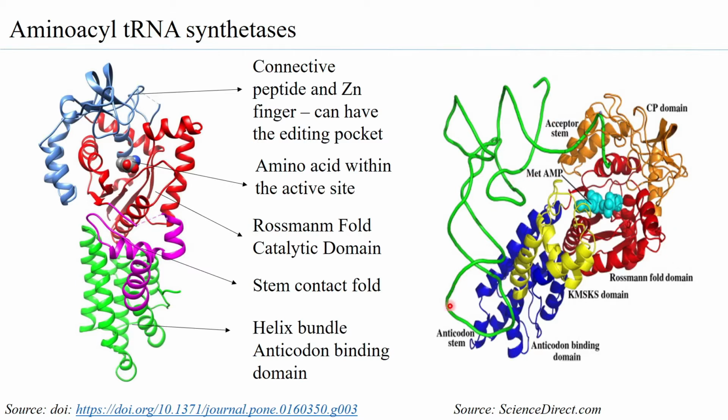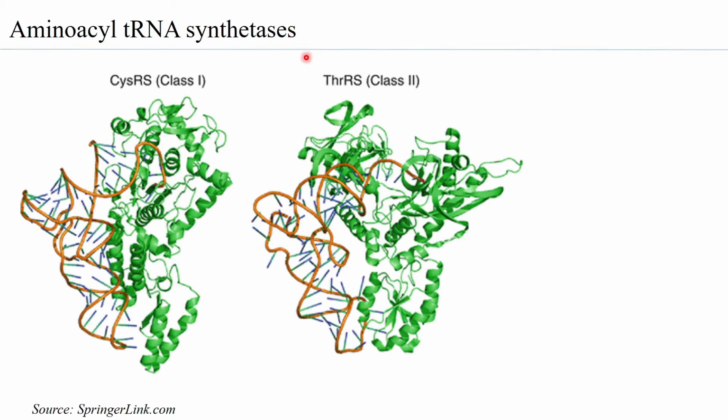And second, the binding of the anticodon region to the anticodon binding domain is again very important. Now when one looks at the aminoacyl tRNA synthetase, it has been found that there are two classes of aminoacyl tRNA synthetases, class 1 and class 2.